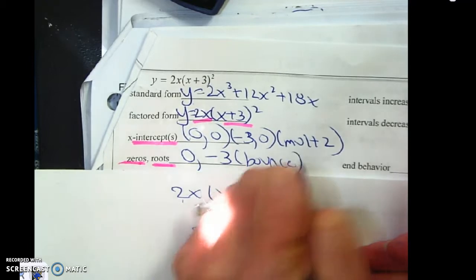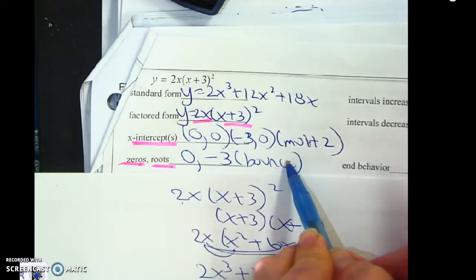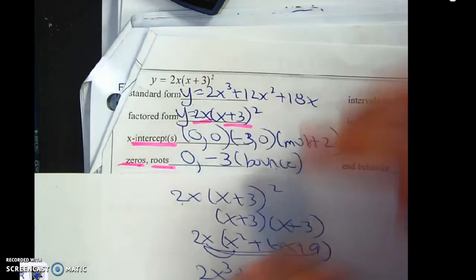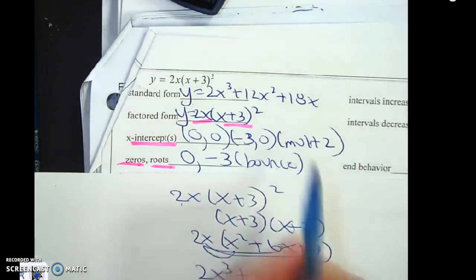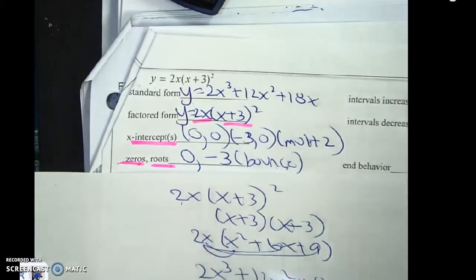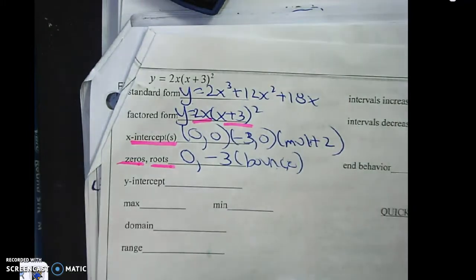Bounce. You don't need to write it 2 times. You write it here. Don't write it there. Great. You write bounce here and multiplicity 2 here. Great. Whatever you want.